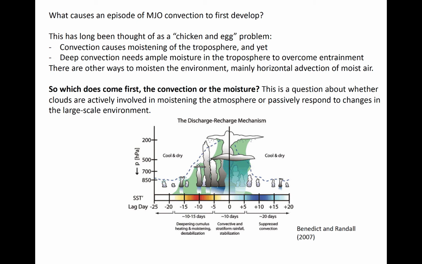However, convection is a major process through which moisture is transported out of the boundary layer and into the lower free troposphere. In the MJO, moisture is observed to increase in the troposphere in concert with the deepening of convection, as shown in this figure below, where the green shading represents humidity anomalies and the depths of the clouds are represented by how tall these cloud emblems are.